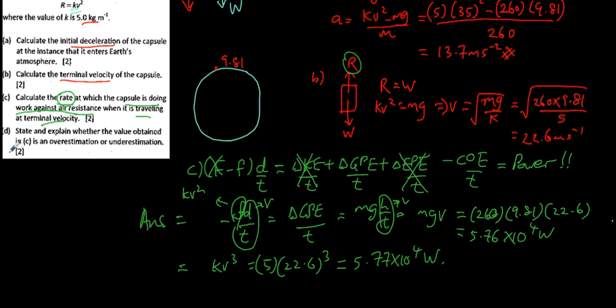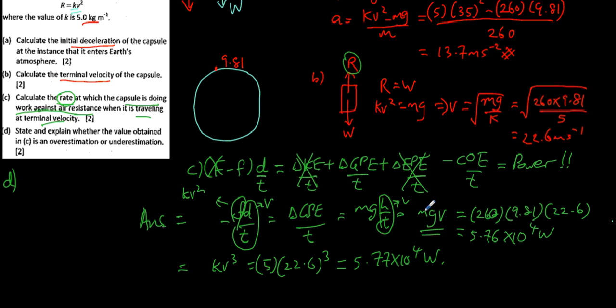Okay, now how about section D here? Look at section D. Explain whether the value obtained in C is an overestimate or underestimate. Now, this is the answer for section C here. Look at this equation. The answer for C is mgv. Is there anything wrong with this value? Anything wrong with M? Wrong assumption about M? Basically no, because M is constant. What about the speed? Any wrong assumption about the speed? Also no, because we already reached terminal velocity, so V is still 22.6.